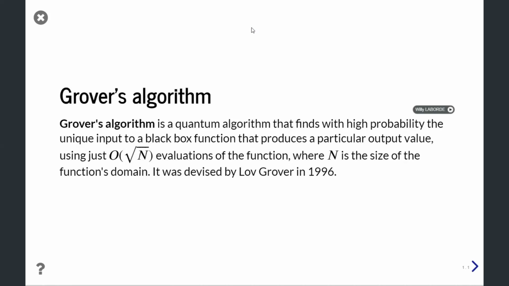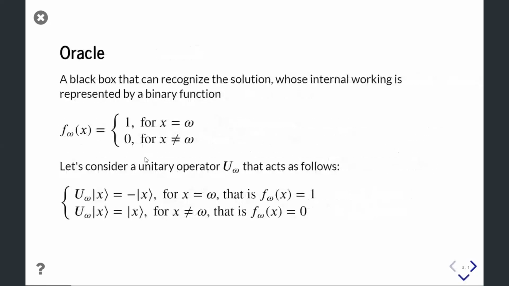The goal and the interest of Grover's algorithm is that you have to query what we call the oracle only a number of times that is on the order of square root of N, N being the number of possible solutions. So let's see what we mean by an oracle.